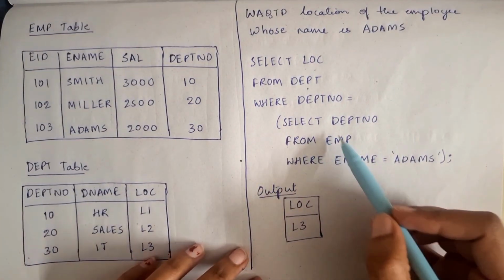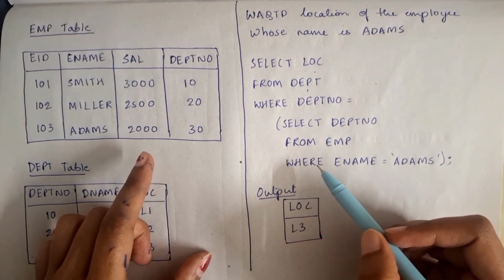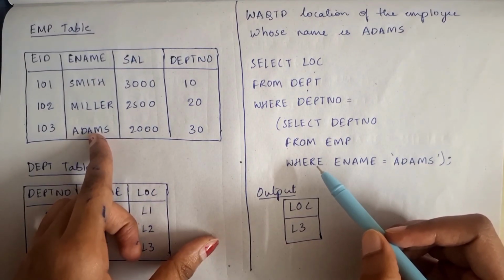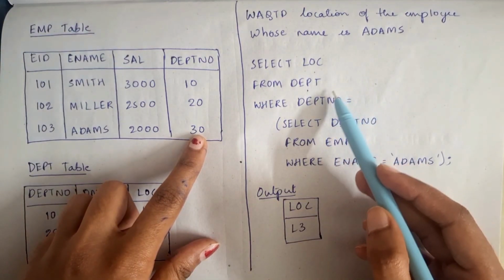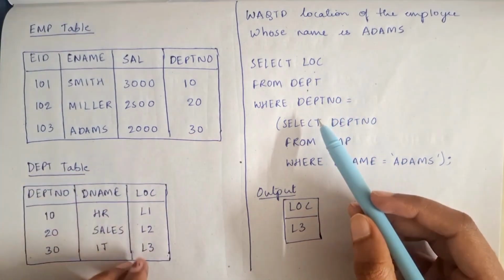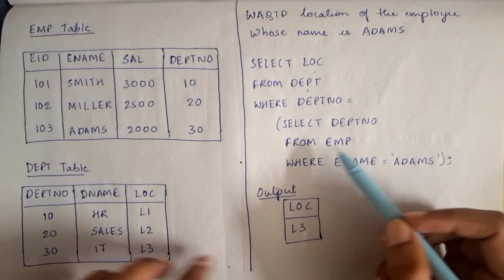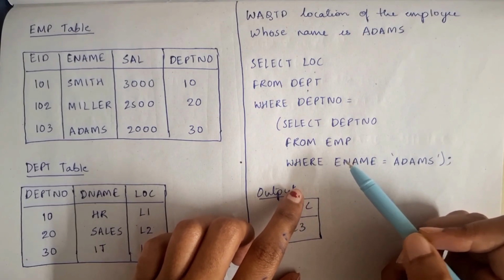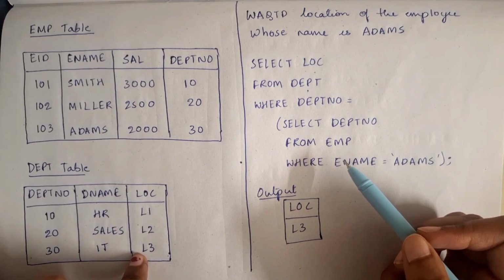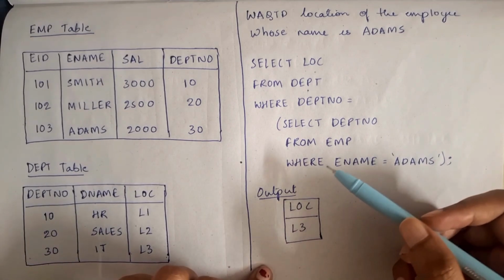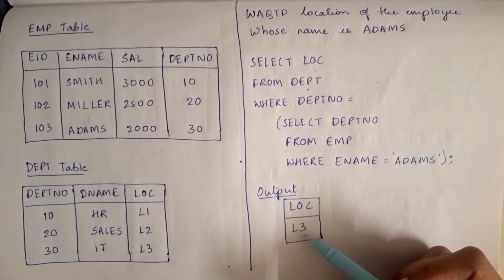And this inner query searches the EMP table and finds the department number of the employee whose name is Adams. Once this department number is obtained, the outer query uses that value and searches in the department table to find the corresponding location. So, using this single subquery, we are able to fetch the location of the department in which Adams is present. So guys, the result shows that the employee Adams works in a department where the location is L3.